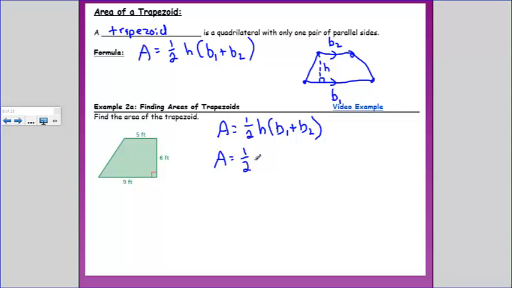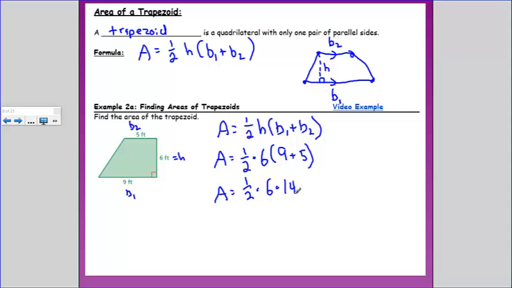A, we don't know. 1/2 times the height we do know, straight up and down, is 6. So this is the height. And then this is B1, and this is B2. And now hopefully you can see if you had reversed B1 and B2, you would just get the same thing, and that's okay.